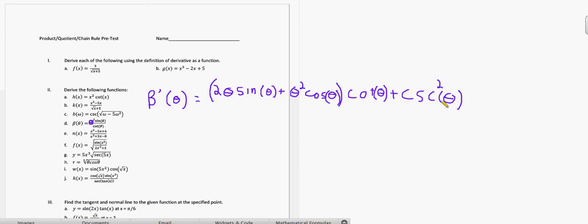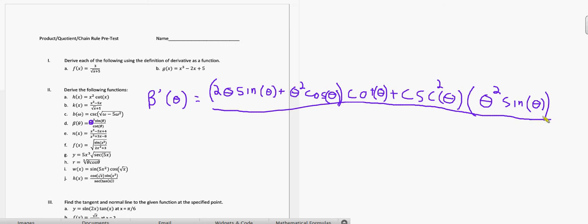Anyway, we derive the bottom. Cosecant squared theta, that's the derivative of cotangent, times the top now. I'll put in parentheses just so we know we're multiplying. You don't really need those there, but I'm going to put them there anyway. There we go. So, derivative of the top times the bottom, plus or minus derivative of the bottom times the top. It's a plus because the derivative of the bottom was negative. All of that is over the bottom squared, which is cotangent squared.